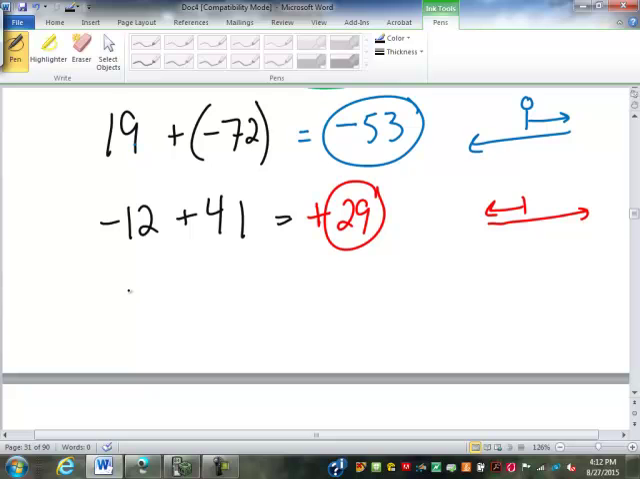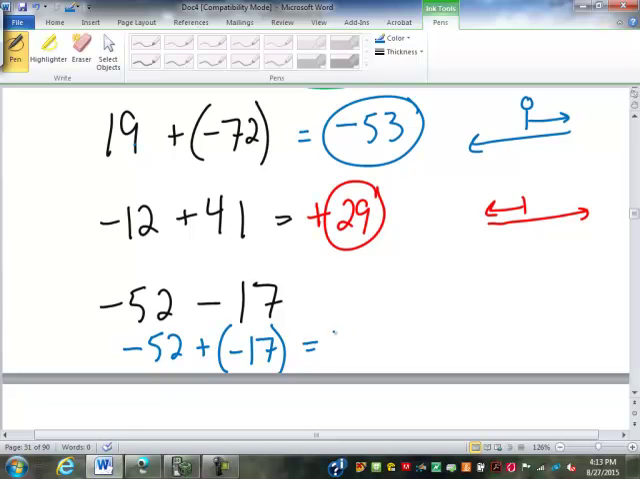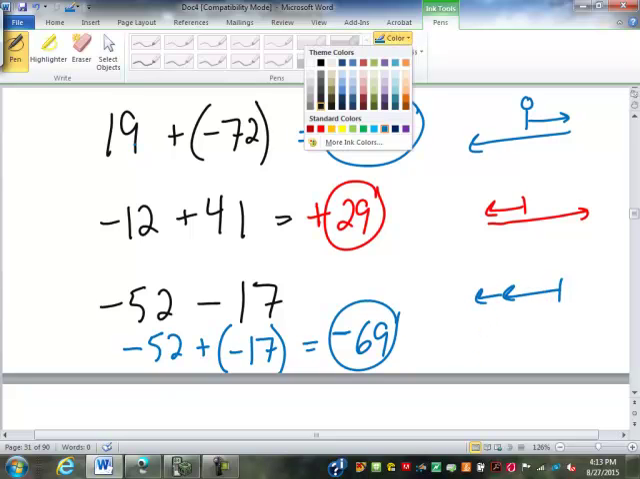How about negative 52 minus 17? Well, first thing, when we have negatives, we have integers, we never do subtraction. What are we going to change this to? Negative 52 plus a negative 17, which is negative 69. Good. We have 0, there's negative 52, negative 17 goes the same direction.